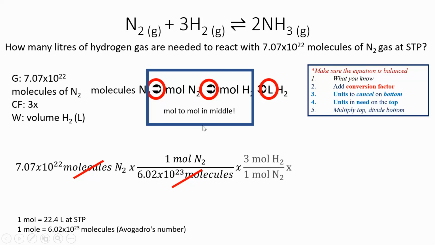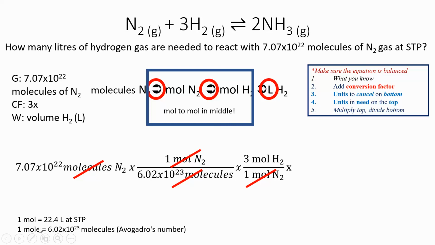So we know that there's 3 moles of hydrogen for every 1 mole of nitrogen, because the coefficient up here, if you go from here and look up here, the coefficient here is 3, and the coefficient of nitrogen is 1. So there's 3 times as many moles of hydrogen as nitrogen. And then these moles of nitrogen are going to cancel out like magic. So then we have moles of hydrogen, and we want to find liters of hydrogen.